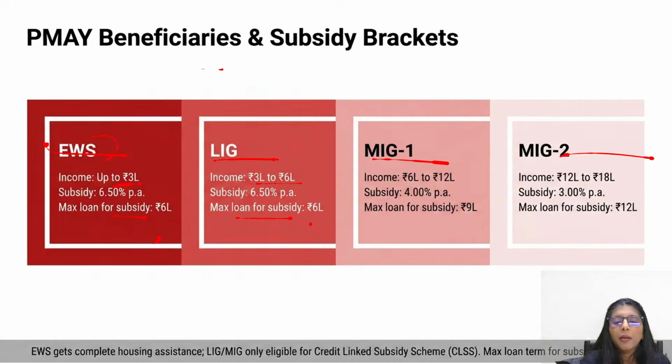Middle income group 1 is when your income is between 6 lakh to 12 lakh, then the subsidy will provide 4%, and the maximum loan for subsidy is 9 lakh. Middle income group 2 is when your income is between 12 lakh to 18 lakh, then the subsidy will provide 3%, and the maximum loan for subsidy is 12 lakh. Okay, remember this.